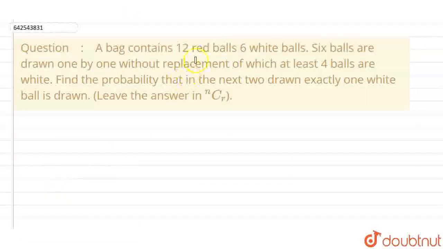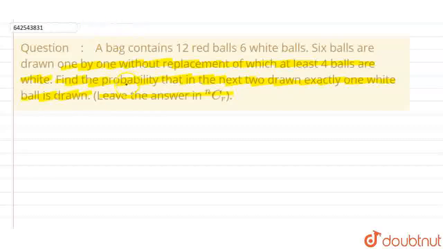Our question is: a bag contains 12 red balls and 6 white balls. 6 balls are drawn one by one without replacement, of which at least 4 balls are white. Find the probability that in the next two draws, exactly one white ball is drawn. Leave the answer in nCr form.